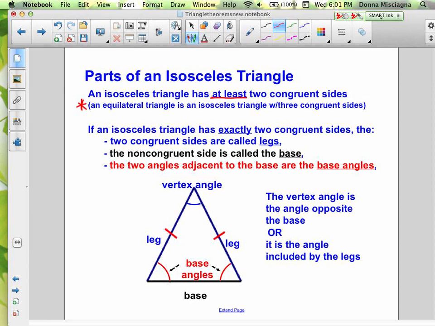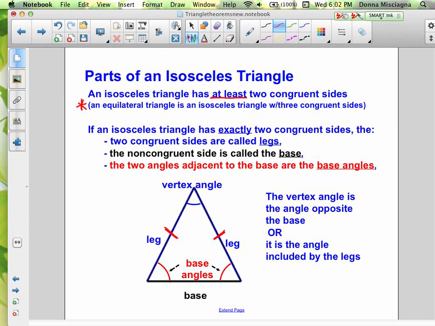So if an isosceles triangle has exactly two congruent sides, the two congruent sides are called legs. We don't call them legs in an equilateral triangle because it's hard to figure out which two would be the legs. Right? We want to call them all legs. So we only call two sides legs when it's an isosceles triangle with exactly two congruent sides. And the ones that are called legs are the congruent ones.